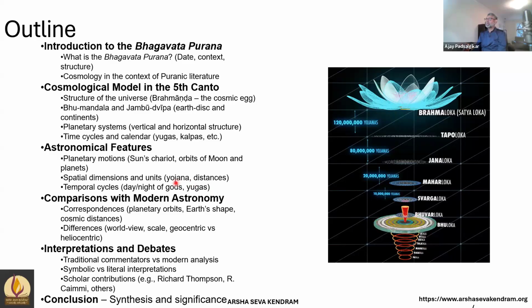There is quite a bit of talk in terms of distances, which is expressed in a term called yojana. They have different yojanas, and there's a word of caution here because the yojanas are not always a physical distance. The entire Srimad Bhagavatam incorporates a lot of spirituality, so it is a mix of spiritual and astronomical or physical knowledge. They talk about temporal cycles, corresponding to time cycles, so all the yugas and kalpas, which they also express in the day and night of the gods.